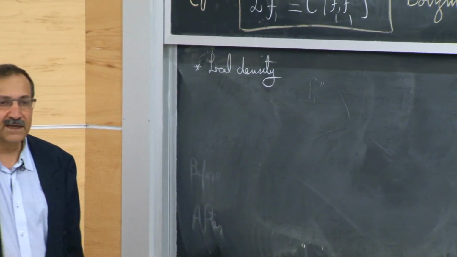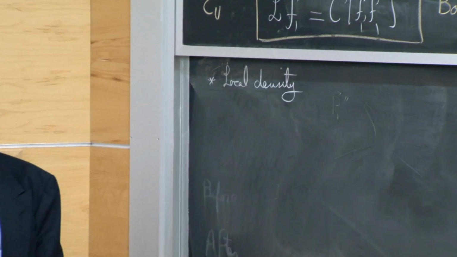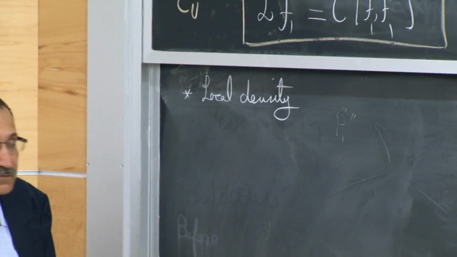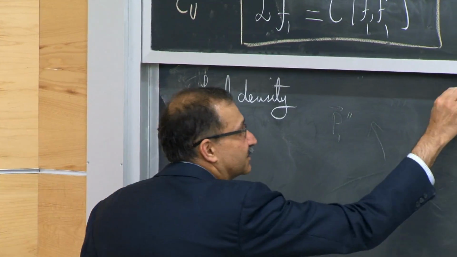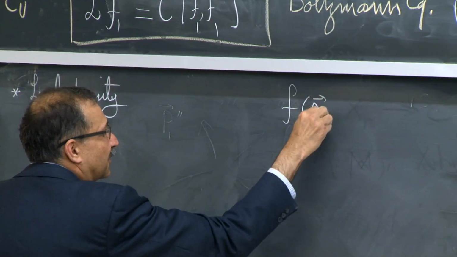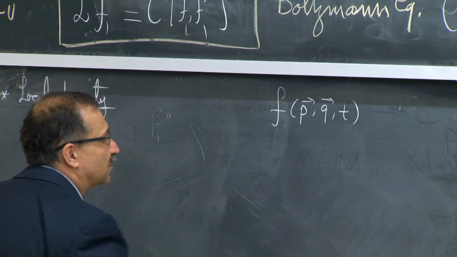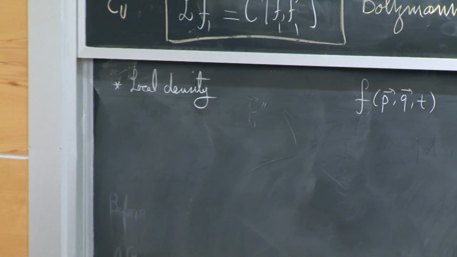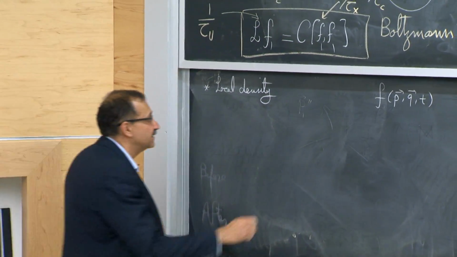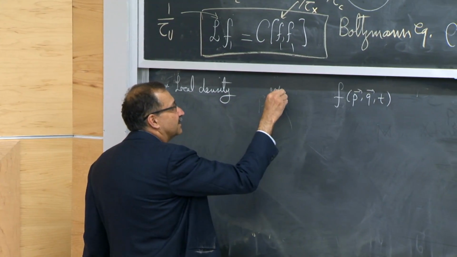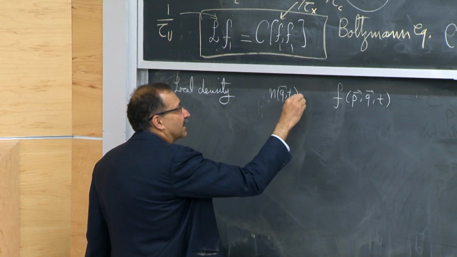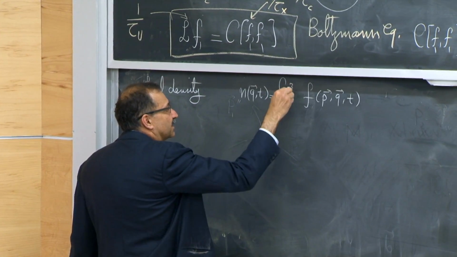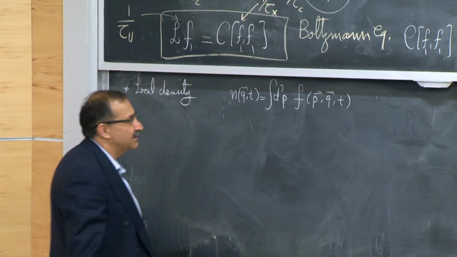I say that I take my solution to the Boltzmann equation, and now I don't know what it is, but whatever it is, I take the solution to the Boltzmann equation. It's a function of p and q and t, but all I'm interested in is at this particular location: have the particles arrived yet? What's the density? So to get that, I essentially integrate over the momenta, which is the quantity that I'm not interested in.